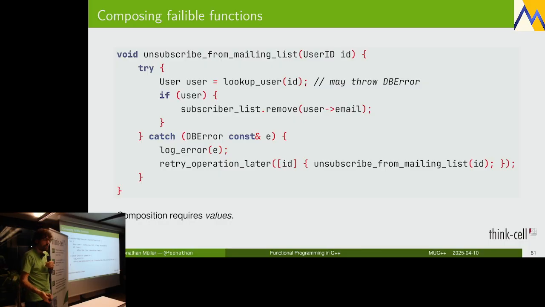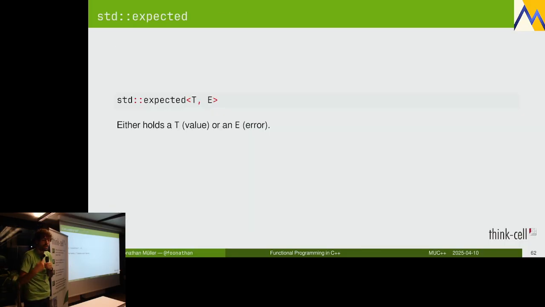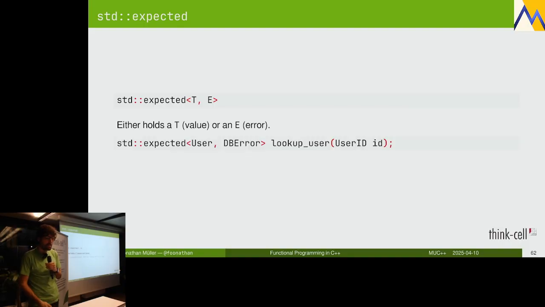And so we turn failure into values using expected. Expected is similar to optional. It can potentially hold a T, but whereas optional, when it was empty, was just empty, an expected that is empty holds an error. So we have information on why exactly it is empty. And so we change our lookup user function to give you either a user or a DB error, right? On success, we get the user. On failure, we get the DB error.